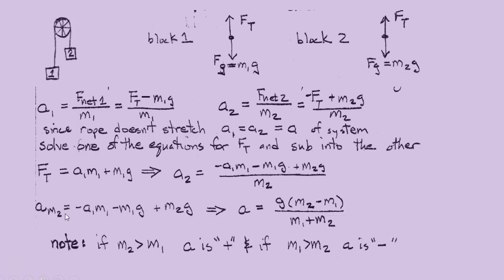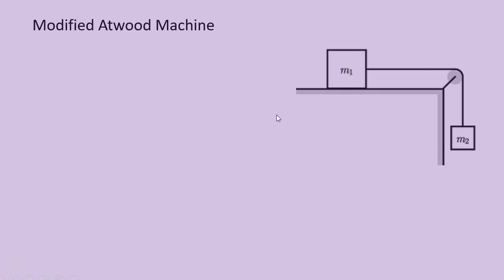We can do some simplifications, and we wind up with the acceleration equal to g, the acceleration due to gravity, times the difference in the masses, m2 minus m1, divided by the system mass, m1 plus m2. Special note here: if m2 is greater than m1, then the acceleration would be positive, and if m1 is greater than m2, then the acceleration would be negative. And keep in mind, we said that the rope moving to the right, block 2 going down, is the positive direction.